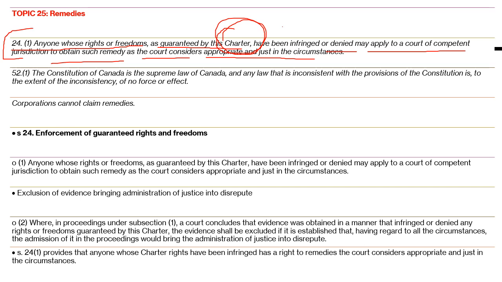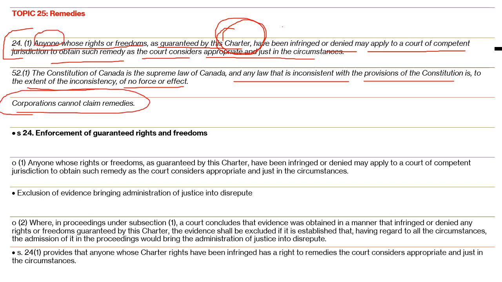But we have section 52 as well, which protects the whole of the constitution. It says the Constitution of Canada is the supreme law of Canada, and any law inconsistent with a provision of the Constitution, to the extent of the inconsistency, is of no force. Corporations cannot claim these remedies. Here we are only talking about individuals. So section 52 you have to bring into the picture if something is not related to charter rights, if something is from the Constitution generally, because this is the main supremacy clause. But if you are only talking about your charter right, then you have to go to section 24.